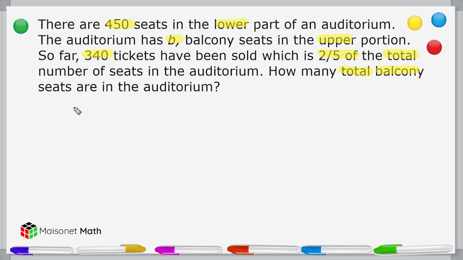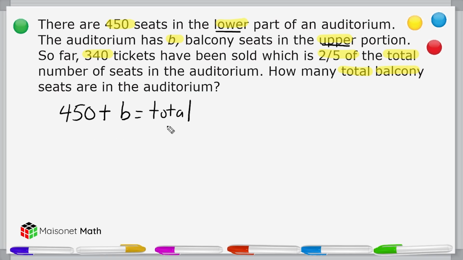Now, one thing we should notice about this problem is they break the auditorium into a lower section and an upper section. So we should assume that if we combine those two sections, that would comprise the entire auditorium, which means we can take the 450 seats in the lower section and combine them with the number in the upper section, which is represented by the variable b. And we know altogether that equals the total number of seats in the auditorium.